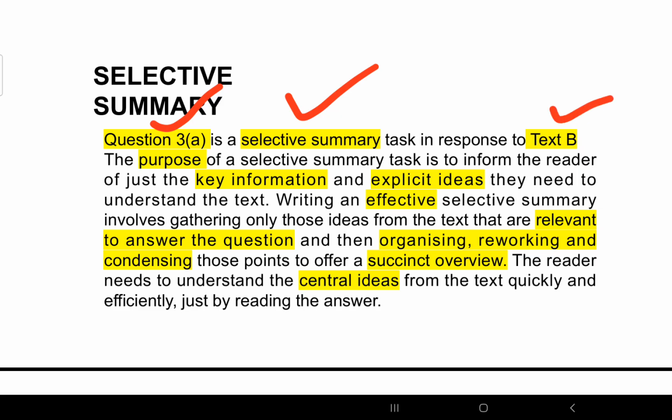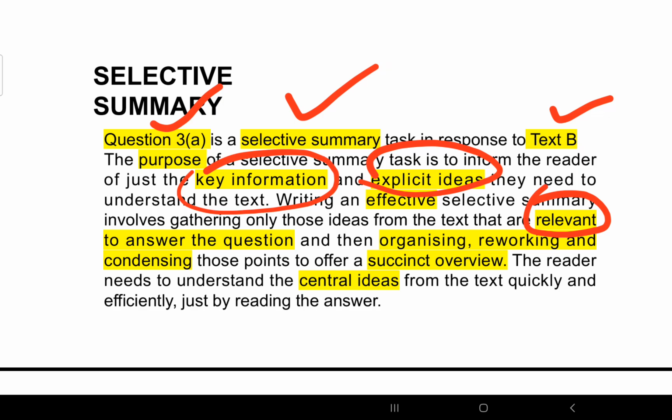This is about text B, and the purpose of this selective summary is to inform the reader of just the key information and explicit ideas only. Explicit ideas are those ideas that are clearly mentioned in the text. And writing an effective selective summary involves gathering only those ideas from the text that are relevant. And relevant to what? Relevant to the question of the summary writing task.